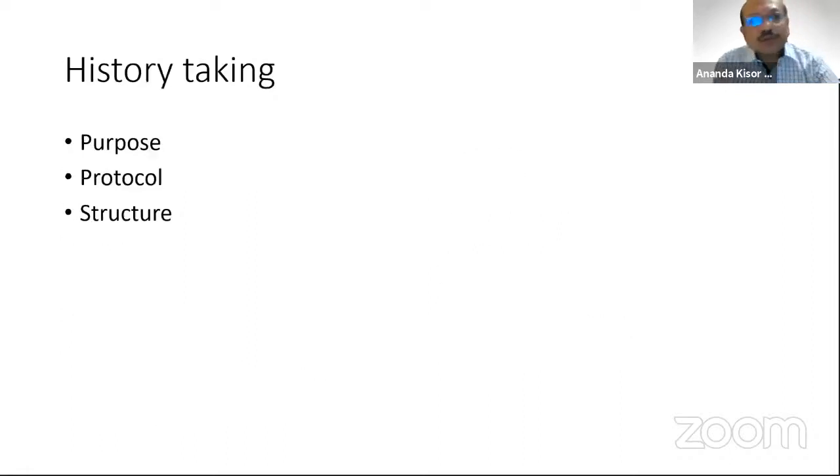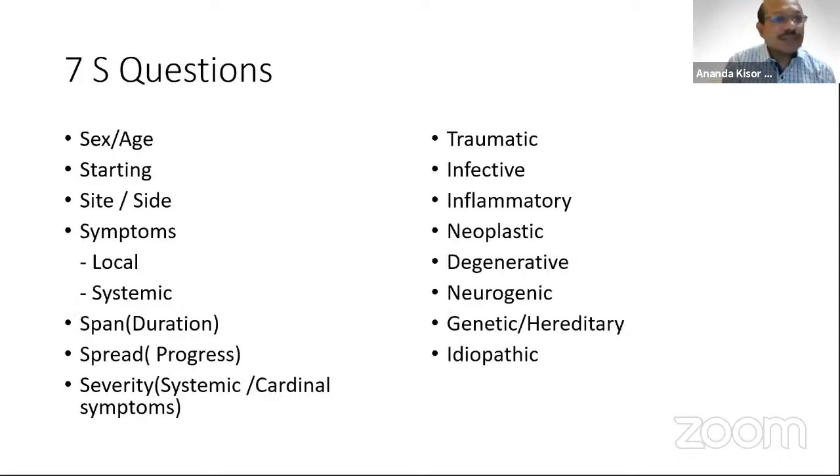Next is the protocol. I'm not going into detail. It is basically a history of chief complaints, followed by history of present illness, past illness, personal history, family history, and immunization history for a child, as well as menstrual history for a female. I'm not going into detail; this is the basic structure.